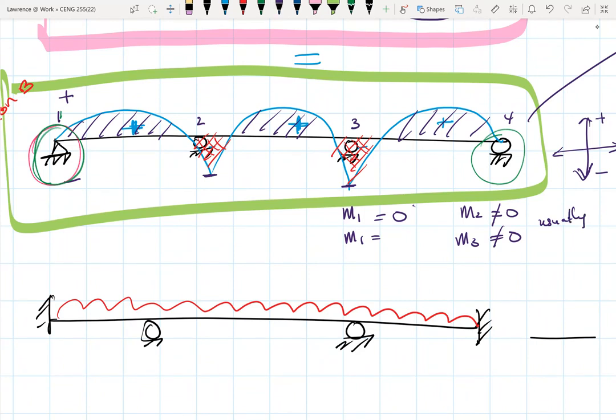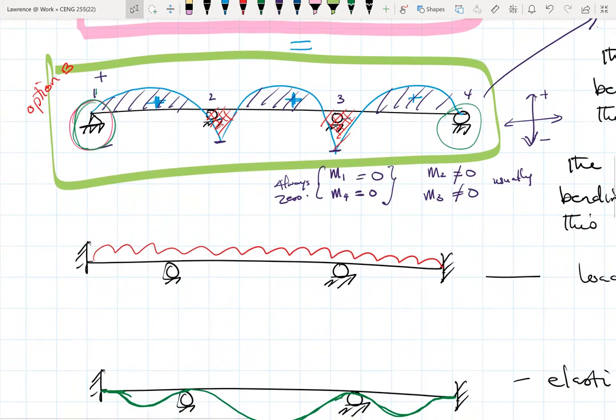Whilst, sorry, what kind of mistake is this? M1 and M4 are 0. So this one is always 0.